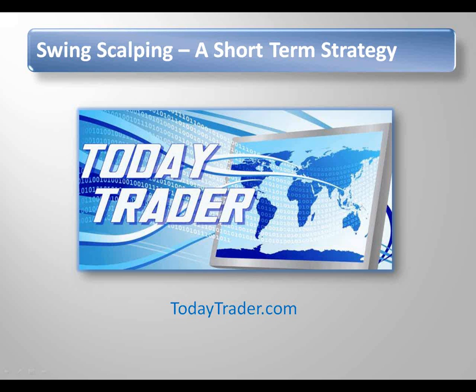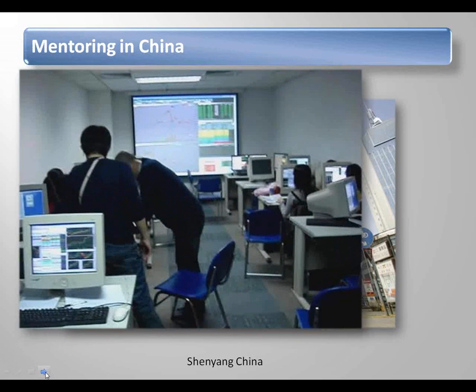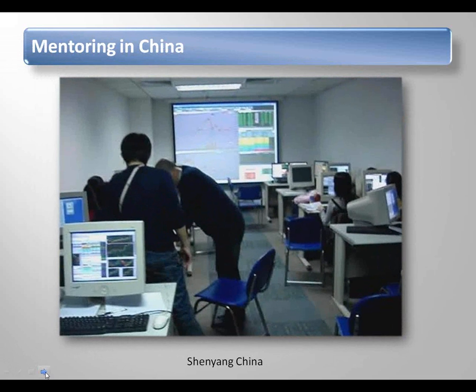So we'll move forward here and start from scratch. This is a little bit of background on us. We have been mentoring people since 2007. It was actually Andy that first picked up a contract to head over to China and trade with a prop group over there, about 500 traders in Shenyang, China. You can see this was the small group that Andy worked with. I also traveled to China a couple of times and helped this group as well.